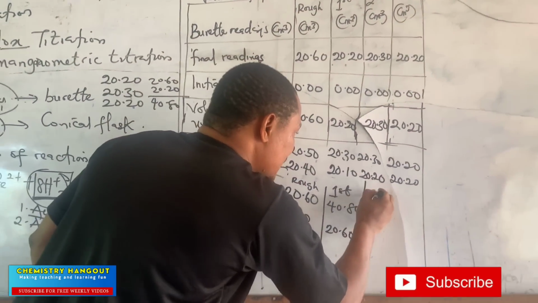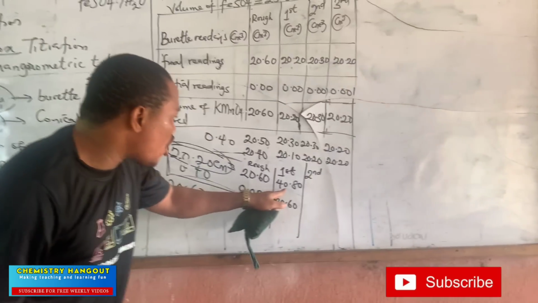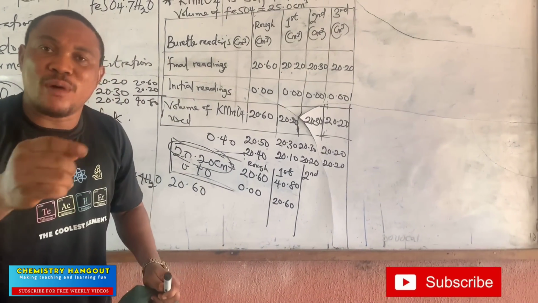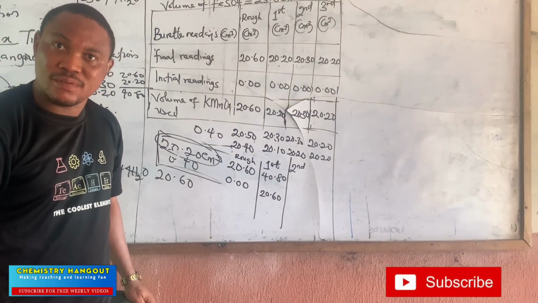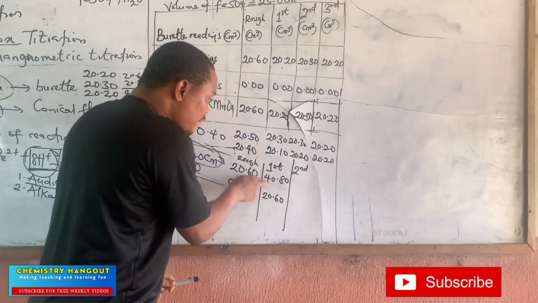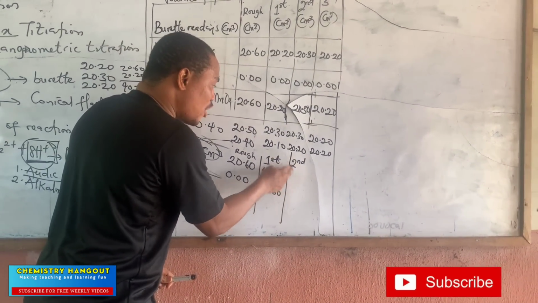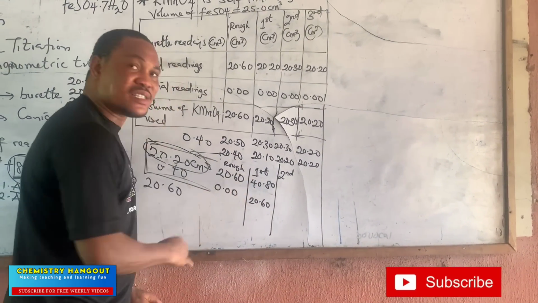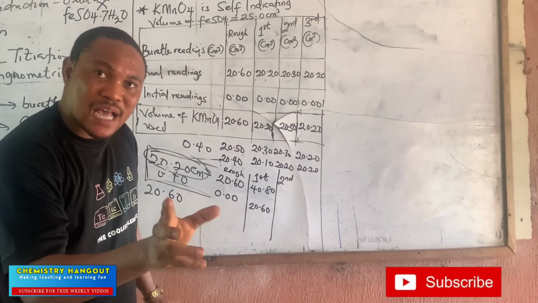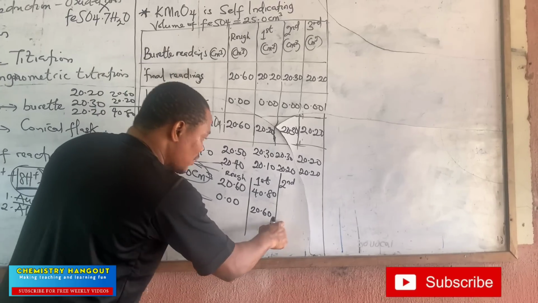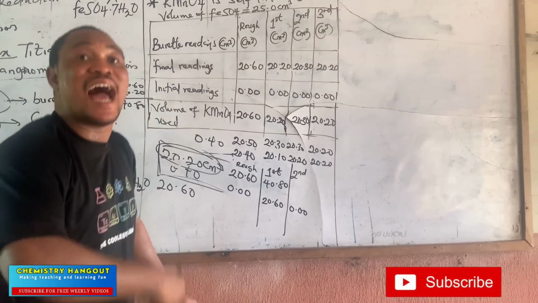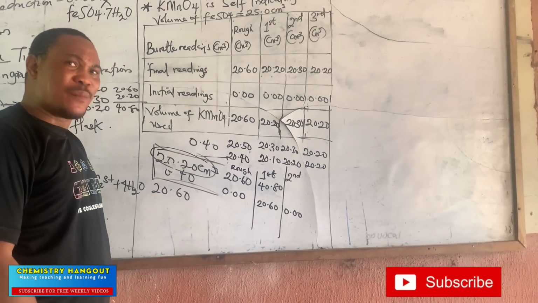This is second. Now, I cannot come and write my initial as 40.80. You know why? Because the volume of the burette is 50 centimeter cube. Do you see that? So if I write 40 here, the volume of the burette will exceed, which will be wrong. So I already know that 40.80 is already getting closer to 50. So what do I do? I'll tell them that my initial again is 0.00. What's the meaning of that? I refilled again. I don't know if somebody is getting me.